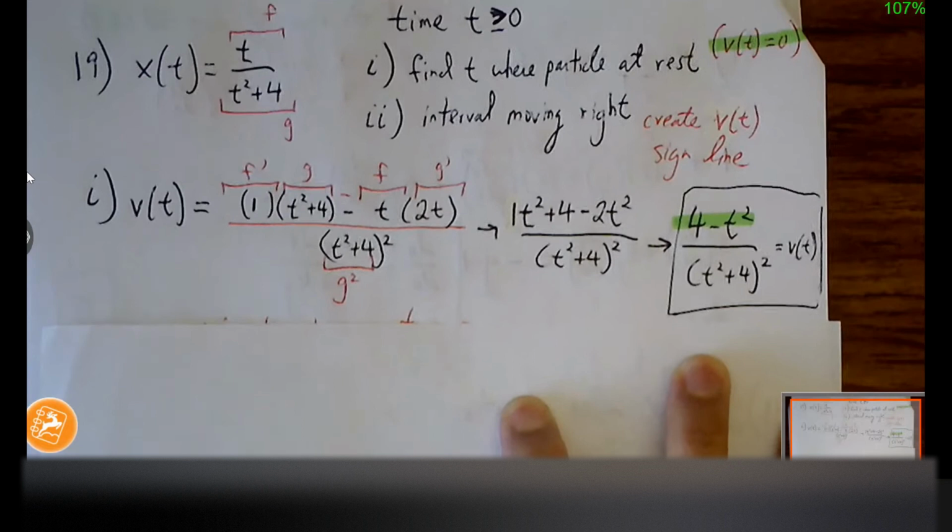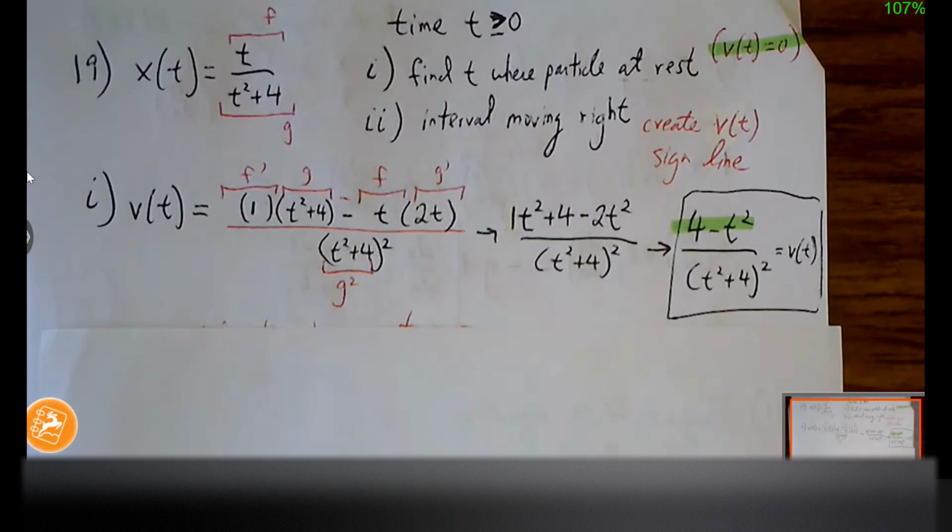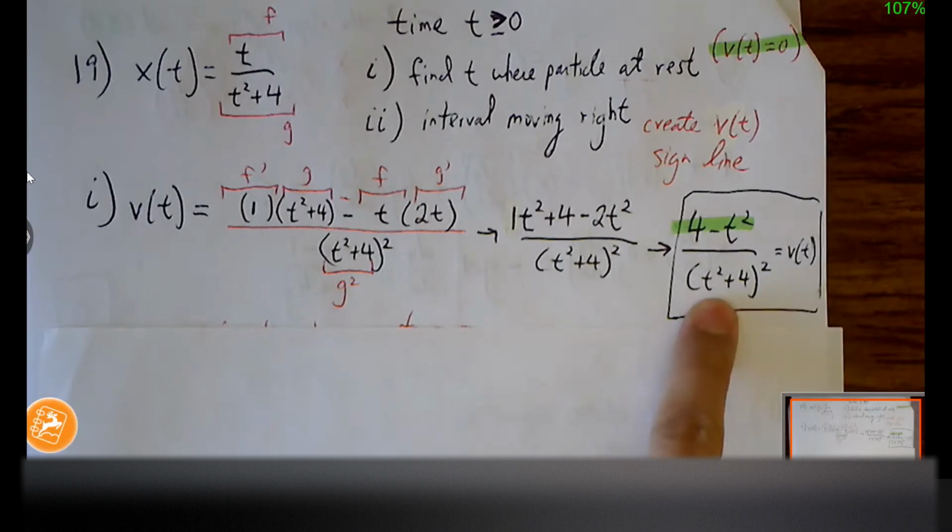But do we set both the numerator and denominator equal to 0? What do you guys think? Just the numerator, good. If we set the denominator equal to 0, that's going to tell us when the velocity is undefined. That's not quite what we want. We want to find out when the velocity is 0, so just the numerator.